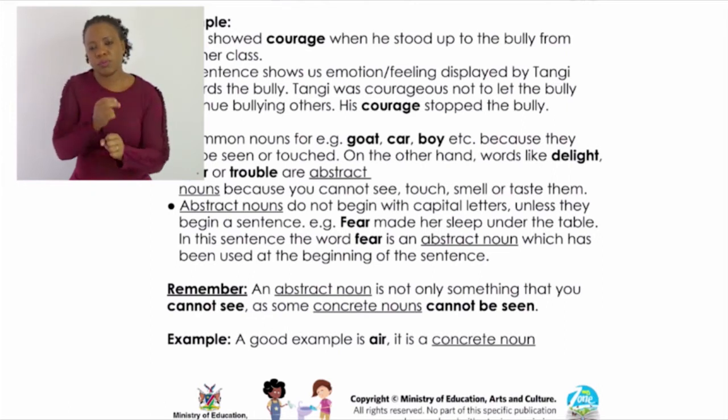Remember, an abstract noun is not only something that you cannot see, as some concrete nouns cannot be seen. We have concrete nouns which cannot be seen, but they are concrete. Let us look at what they are. A good example is air. It is a concrete noun, or a common noun.